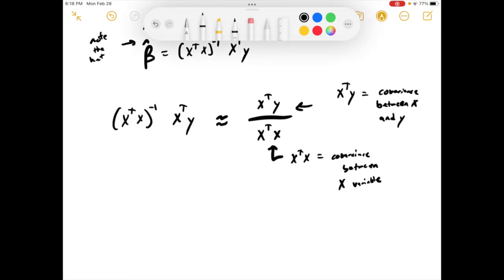So as you can see, our estimator for beta, the most efficient estimator, beta hat, is really a ratio of the covariance between the independent variables and the target variable to the independent variables' covariance with each other. And this is one reason why it's important that the independent variables not be highly correlated, because they make really weird stuff happen in this ratio that throws the whole thing off.